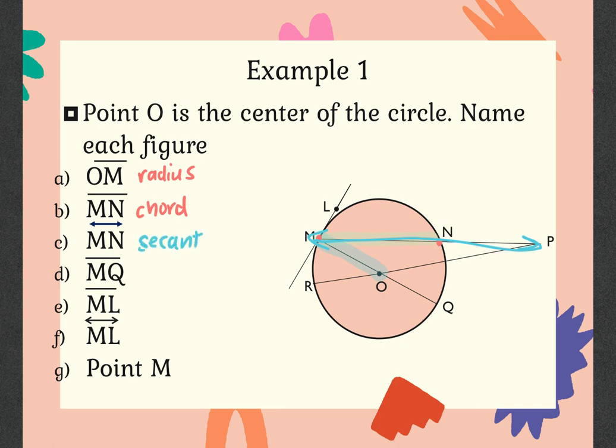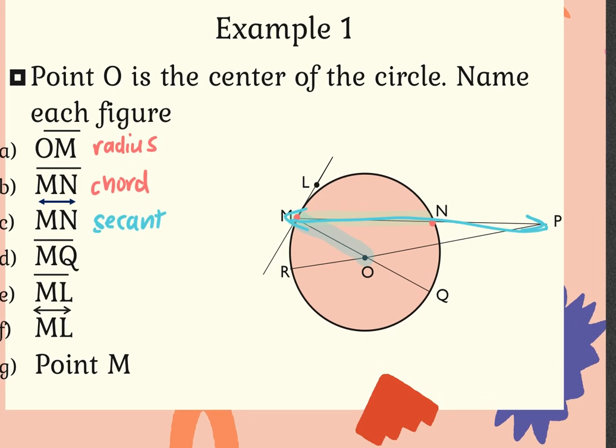Then you've got MQ. Good. It's a chord and a diameter, but better described as a diameter. Good.